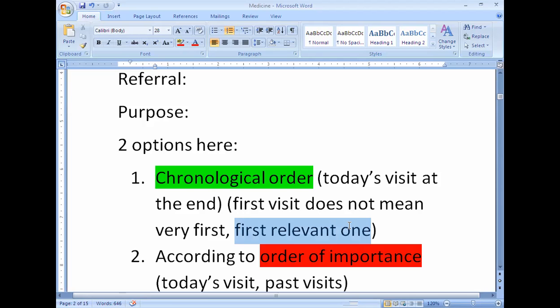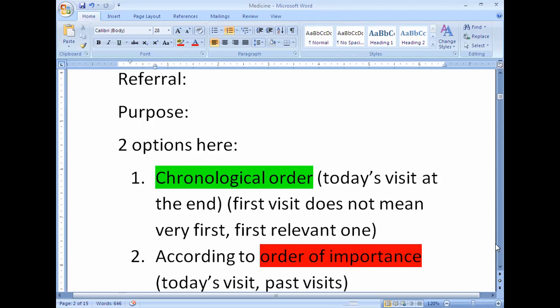Yesterday I was marking a letter where the patient had pancreatic malignancy. There was one visit six months ago about a respiratory infection, and this student started the first paragraph with that respiratory infection. It has nothing to do with pancreatic malignancy, so this was an irrelevant paragraph. We should start with the first relevant paragraph. Chronological order means first relevant visit, next visit, next visit, and today's visit. This is called chronological order.